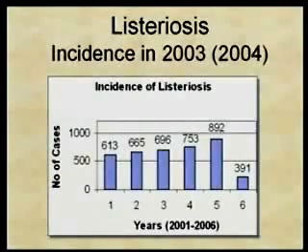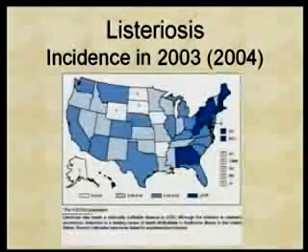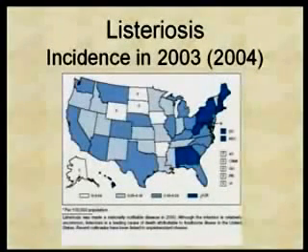Epidemiology-wise, there are around 500, 600 cases every year. Last year, I think there was an epidemic of listeriosis, and it was traced to some milk products, and they had to be recalled. That's why you can see a little bit higher number. If you're lucky, you will see listeriosis in South Carolina.